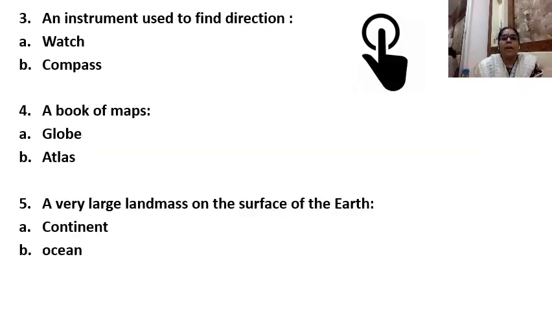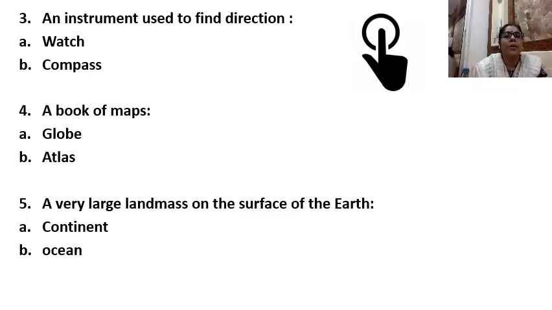Children, repeatedly I am telling you, you have to click on the correct option. Follow, children, and don't be in a hurry. Do it slowly. Read the question, select the answer, and then click the correct answer. Okay? Your exam timing is 1 hour. So you need not rush. You can solve it slowly.